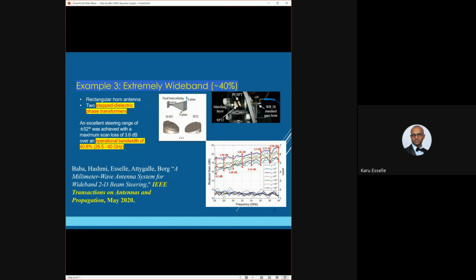They are basically dielectric wedges with steps, and we got excellent beam steering in theta, complete beam steering, theta between minus and plus 52 degrees, and a fantastic bandwidth. It covered the entire millimeter wave band from 26.5 to 40 gigahertz. That's more than 40% bandwidth, with a scan loss of 3.6 dB.